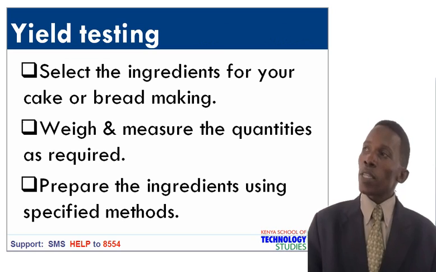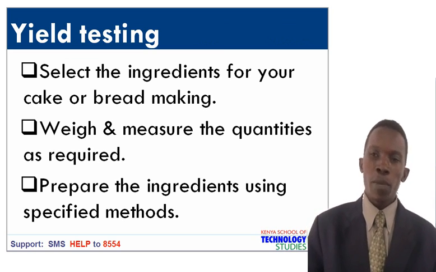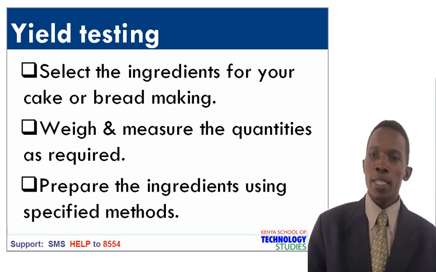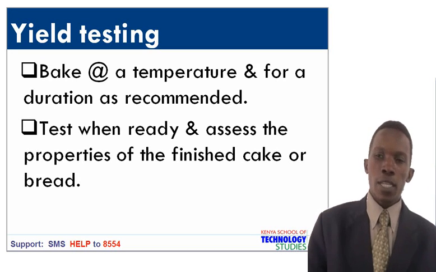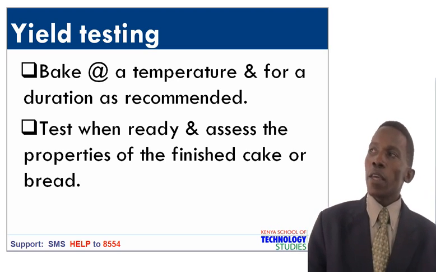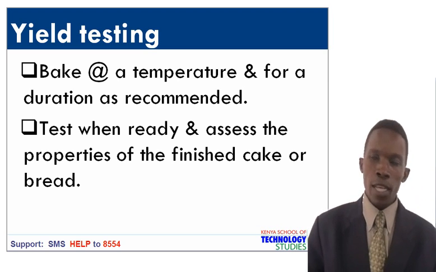Yield testing starts with selection of the ingredients for your cake or bread making. And then you weigh and measure the quantities as required. Then you prepare the ingredients using the specified methods. Then you bake at a temperature and for a duration as recommended. And then you are required to test if it is ready. Then assess the properties of the finished cake or the bread.